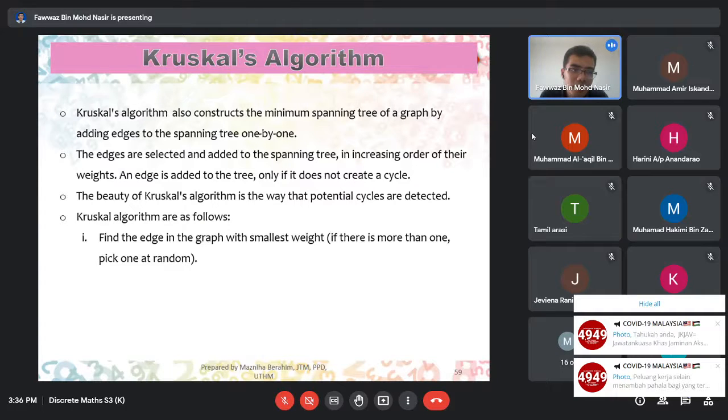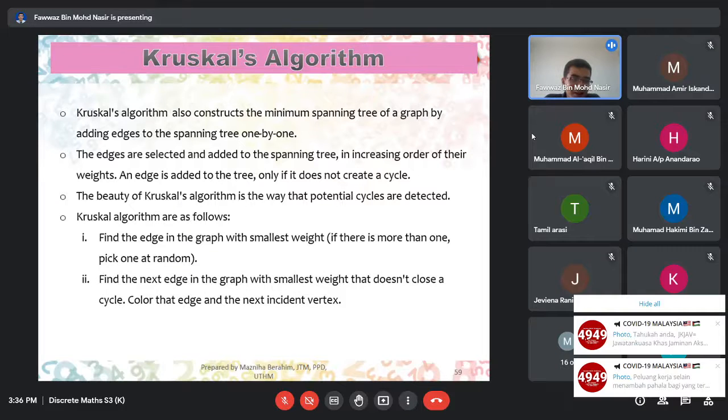Okay, jadi Pascal algorithm, dia punya steps dia basically find the edge in the graph with the smallest weight. Okay, kalau ada multiple edges with the same weight, just randomly select any of the edge berkenaan. Sebab in the end we'll cover all the edges with the smallest weight. So tak jadi masalah. Okay.